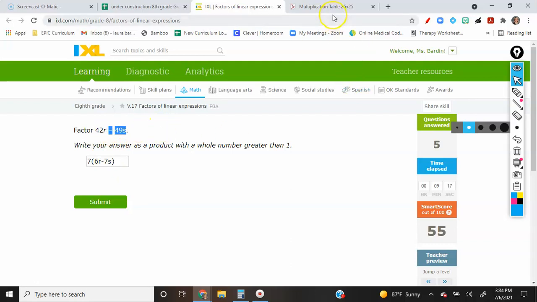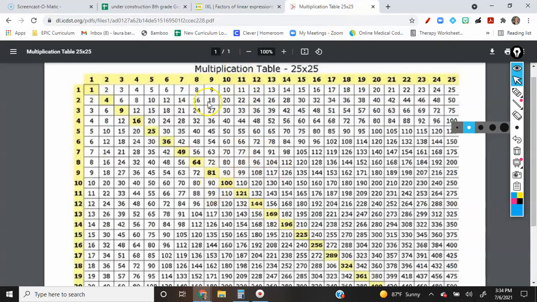Whew. Okay, so if you have to print out a multiplication table, I will try to link this multiplication table below. Just Google multiplication table up to 25 PDF, and you should find one on the internet if I don't get it linked below.